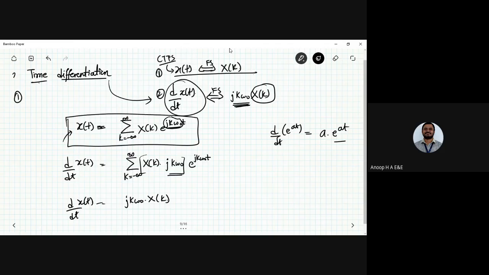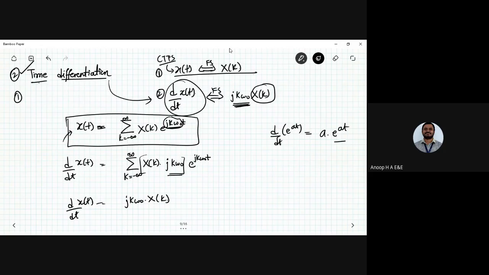So this is one more property with respect to the time differentiation. The properties we covered today: one is with respect to the scaling, and the second is with respect to the time differentiation. So I'll be stopping here. Meanwhile I'll share this video. I'll be covering a few more topics, so see to it that you go through a few more properties which I can discuss.